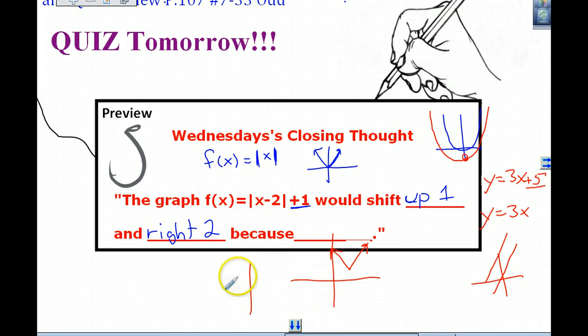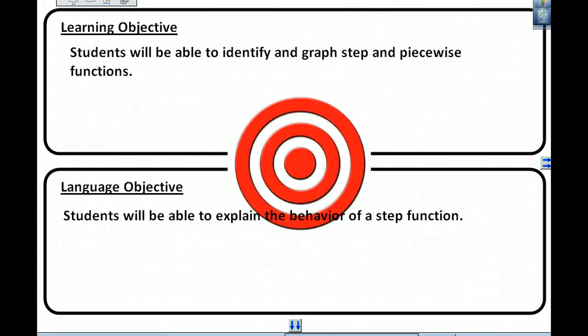And we wouldn't have to go through this whole process of x and f of x, plugging in numbers to find out. We don't have to do anything. We know because of the bigger picture, this parent graph, it's just being moved around. So we're going to use this idea for these new types of graphs today.